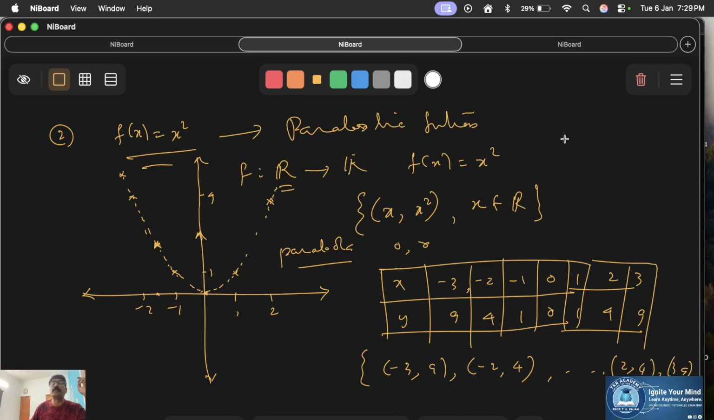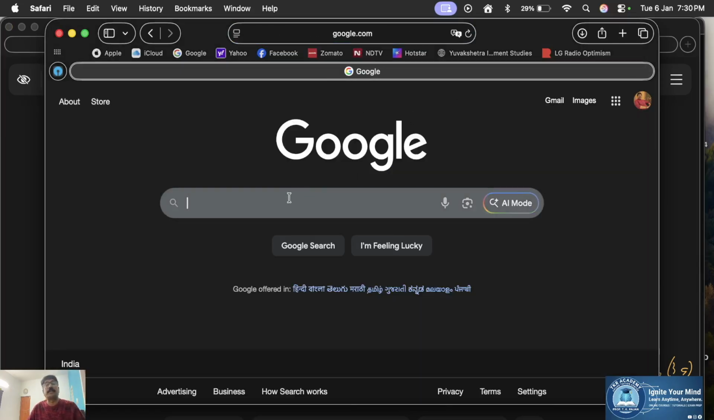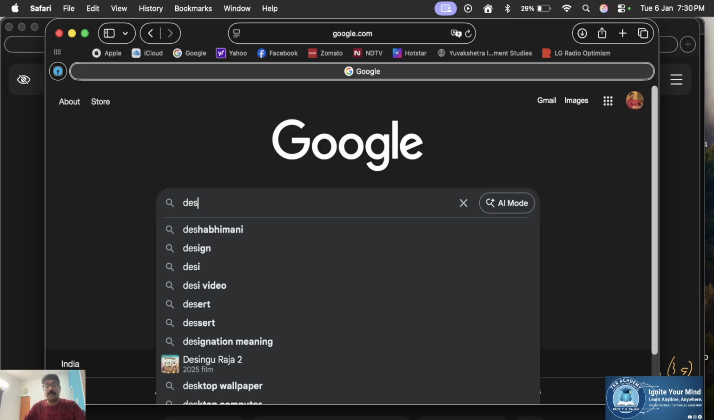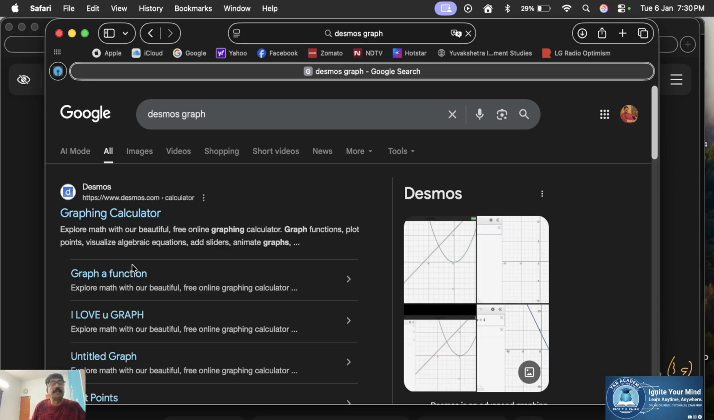Even otherwise, there are many drawing apps, like Desmos, which is very easy to use. Using Desmos you can draw the graph of the function. I will show you how to draw the graph of the function using Desmos. You just type Desmos here, D-E-S-M-O-S, then go to that Desmos.